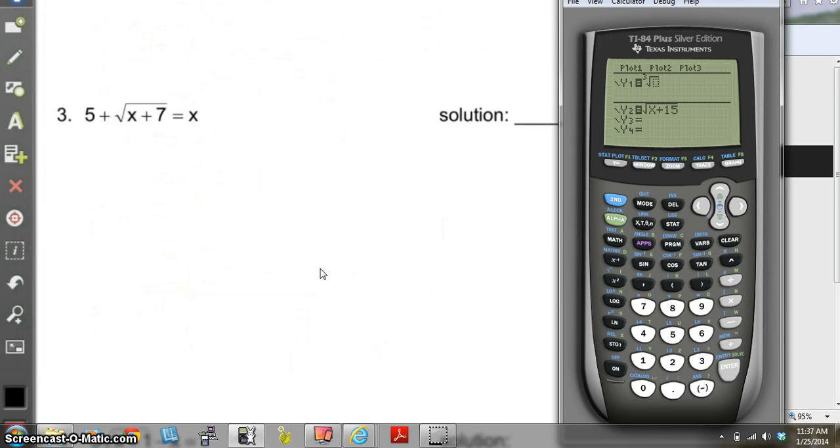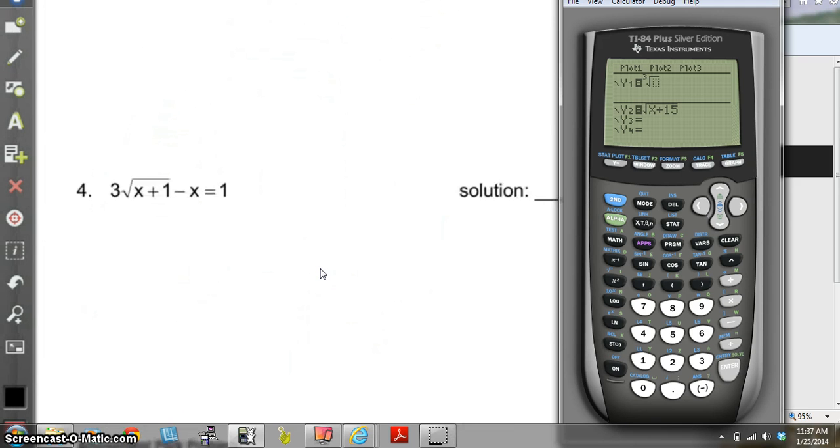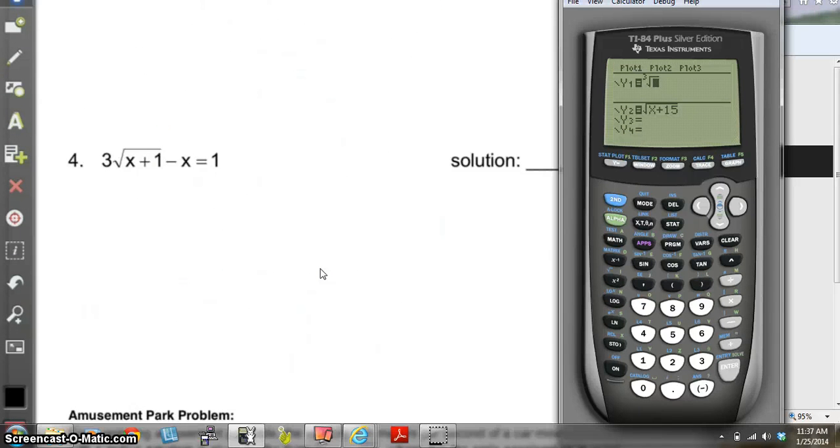Let's move on to the back page. Number 5, number 4. I'm going to try to do number 4 with you, so try to do number 3 on your own. So y equals, again, so let me clear that. It's 3 square root of x plus 1, move over. So it's the same concept, minus x. This should be easy. And on the other one, let me clear it and put 1, graph it.